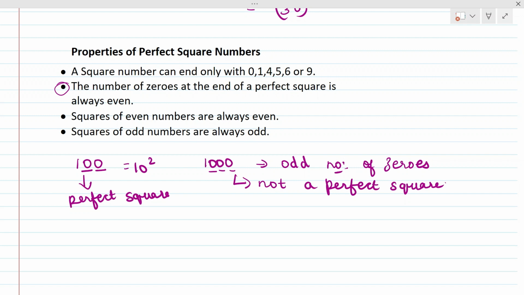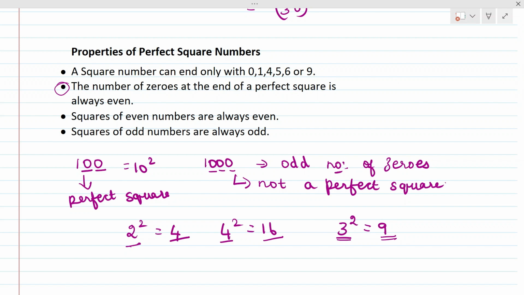And then the third property is squares of even numbers are always even. That means, see, 2 square equals 4. 4 square equals 16. That means 2 is an even number and its square is also an even number. Same way, 4 is an even number and its square, 16, is also an even number. Same way, squares of odd numbers are always odd. For example, 3 square is 9. 3 is an odd number and the square of 3, that is 9, is another odd number. So these are some of the properties. There are many properties of square numbers, but whenever it is required, I will explain it.